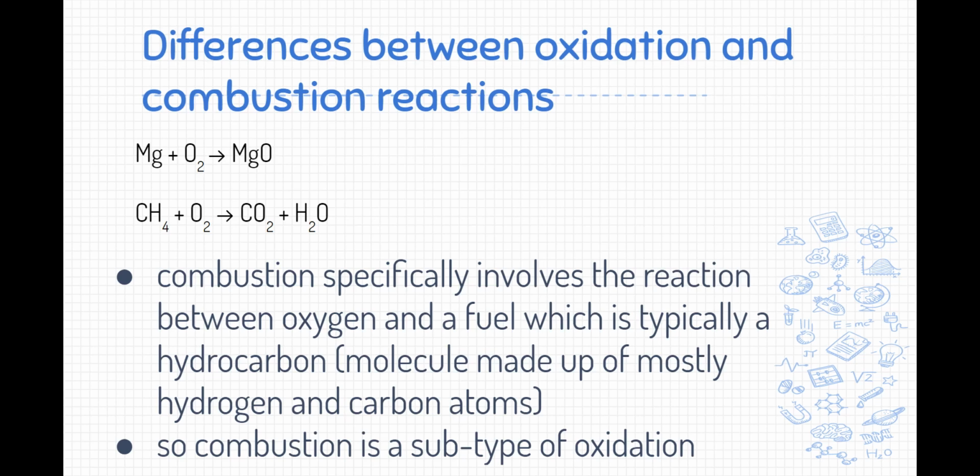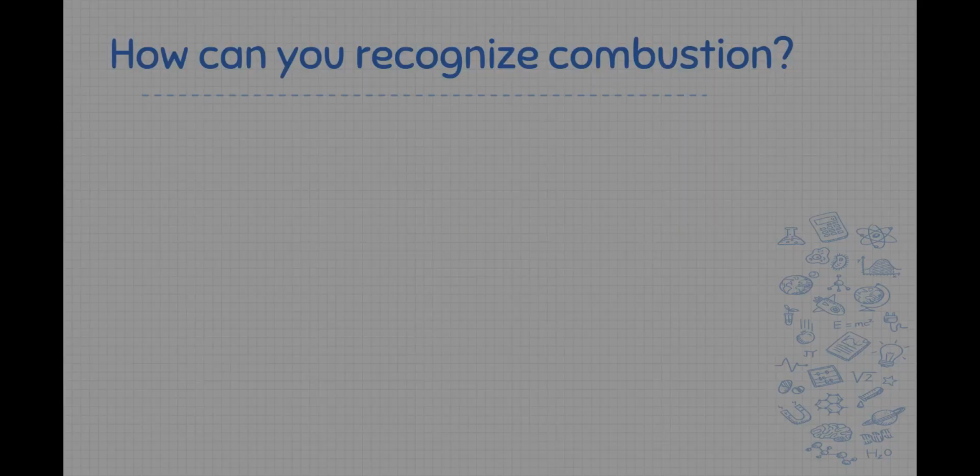So the way we'll think about combustion is it is a specific type of oxidation. Oxidation is something we'll cover more in later years in chemistry, but oxidation is just any reaction which involves the transfer of electrons or the loss of electrons, and both of these reactions actually involve that.